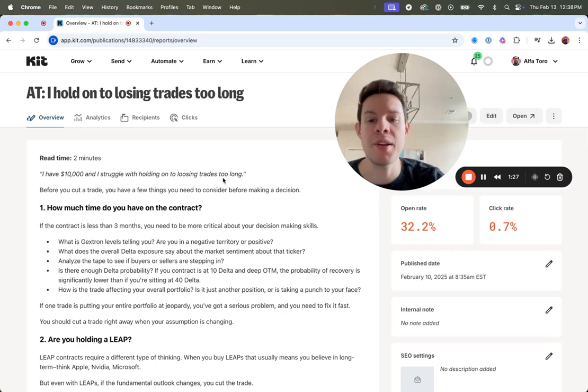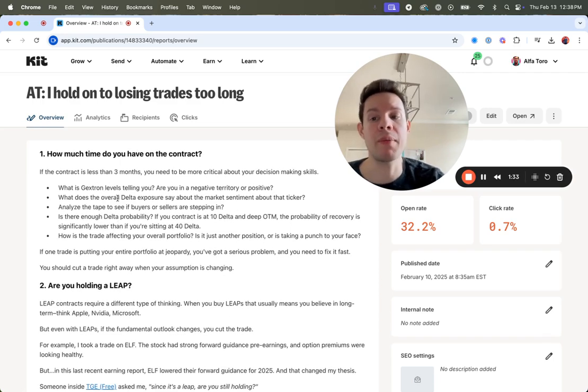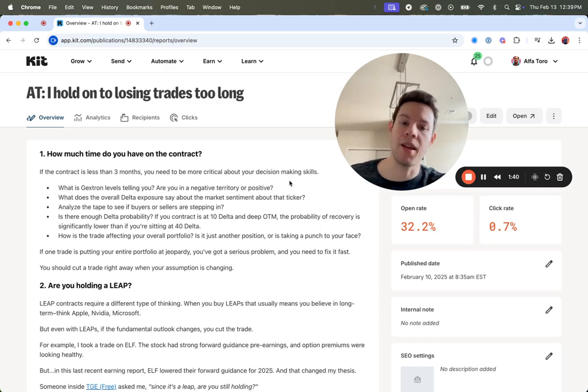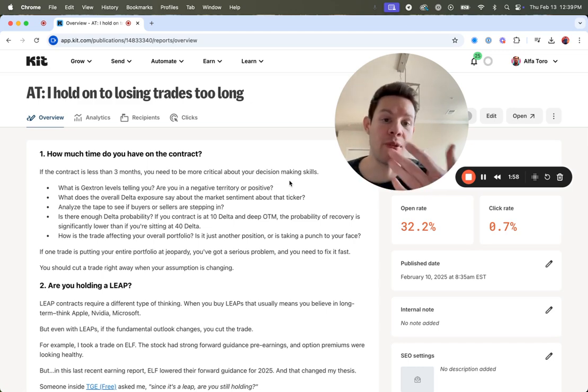So in here, I said you have to make some decisions before you cut the trade. First, how much time do you have in the contract? This is a really big one for me. If the contract is less than 3 months, you need to be more critical about your decision making. We trade contracts that are 3 to 4 months out, and so our trading really has to be dependent on a few other factors.